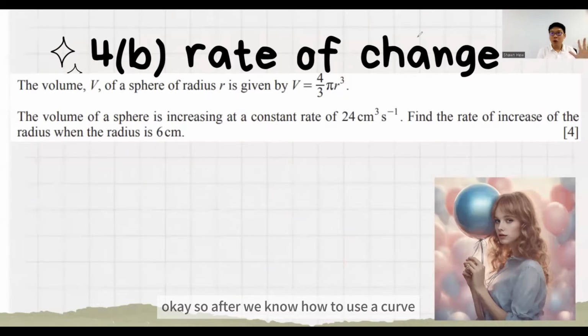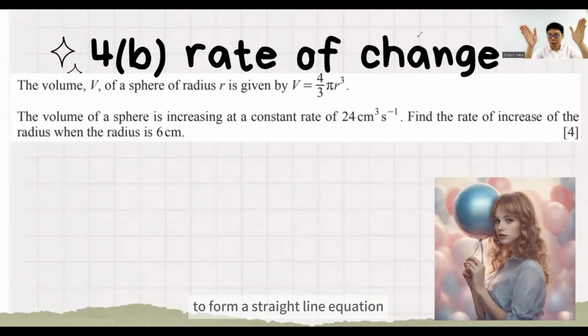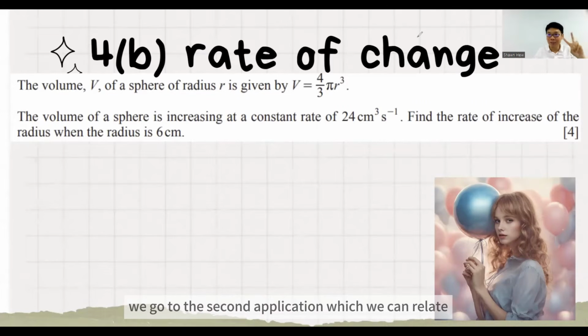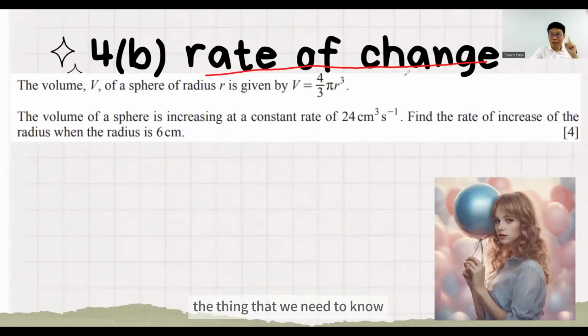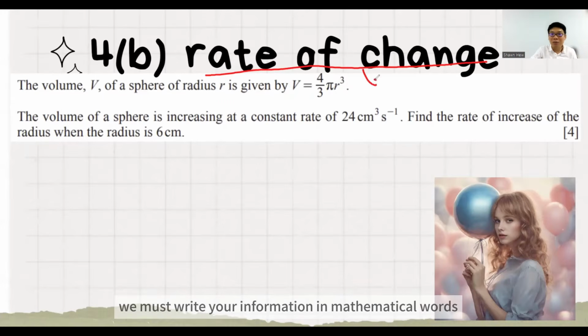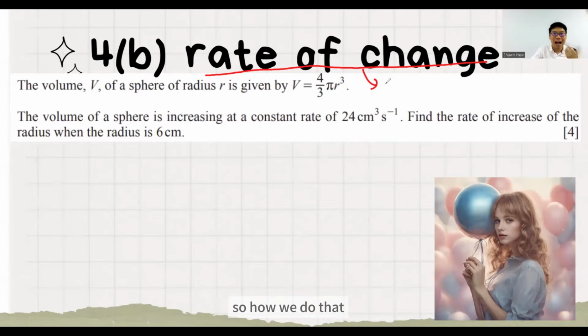Okay, so after we know how to use a curve to form a straight line equation, which is the equation of tangent or normal, we go to the second application, which is relating rates of change by using differentiation. So let's go. The thing that we need to know when we do rate of change questions is that we must write your information in mathematical words. So how do we do that?